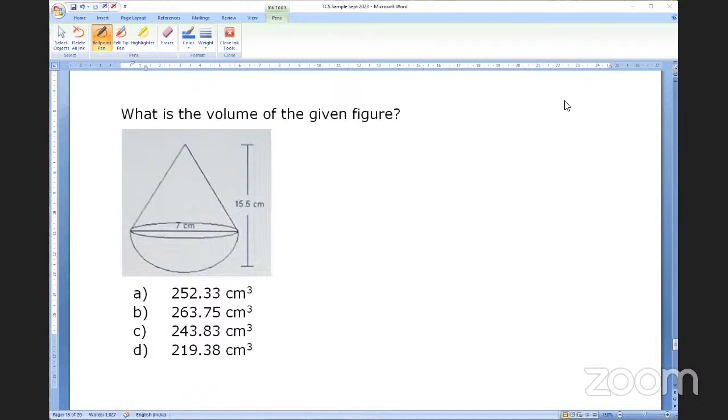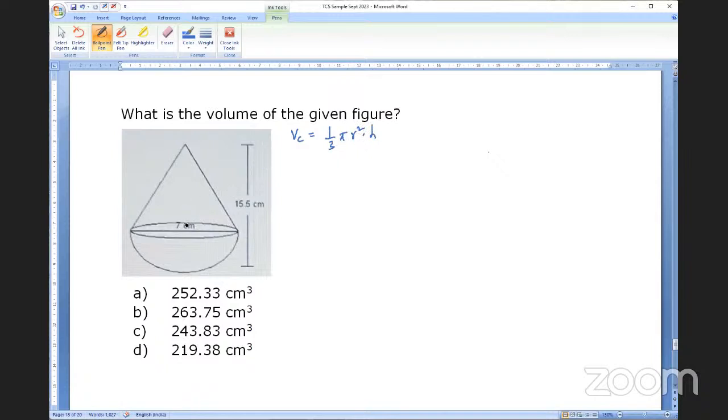Okay, let's check. You must have used a timer set for yourself. Let's check this now. As we see in the given figure, the uppermost part is the right circular cone, and the volume of a right circular cone is given by 1/3 pi r square h.